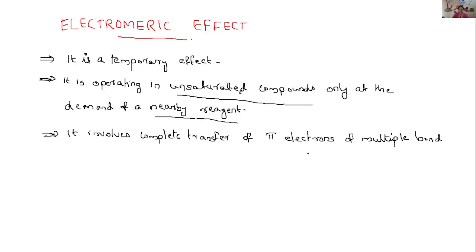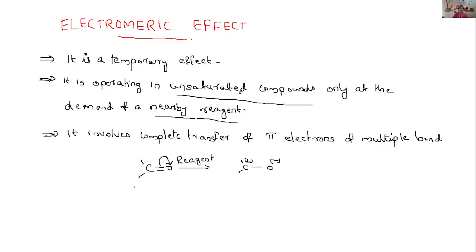And let's have an example. For example, if you have a carbonyl group like this, C double bond O, and we have a reagent. We will think about this reagent later. In the presence of a reagent, you know that oxygen is more electronegative than carbon. So in the presence of a reagent, this oxygen becomes negative and carbon becomes positive. So this is the general representation of electromeric effect. That means it is a displacement of an electron pair in the presence of a reagent.